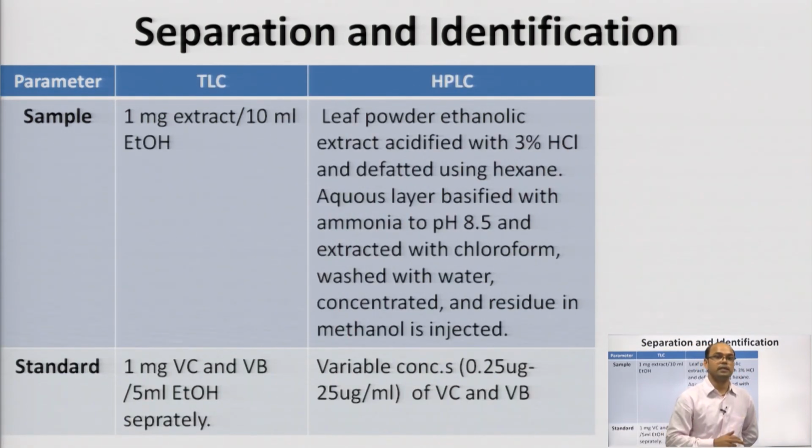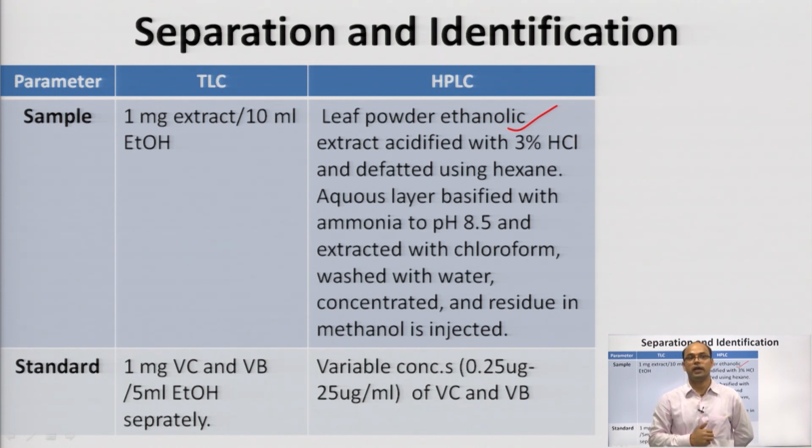For HPLC analysis, we prepared the sample by this method, where you can see that the leaf powder ethanolic extract is acidified with 3% HCl and defatted using hexane. The aqueous layer is basified with ammonia to pH 8.4 and extracted with chloroform, washed with water and concentrated, and the residue is dissolved in methanol and injected in the HPLC machine.